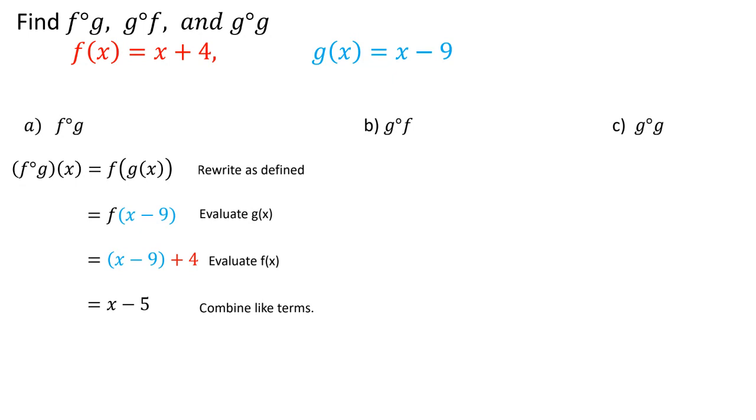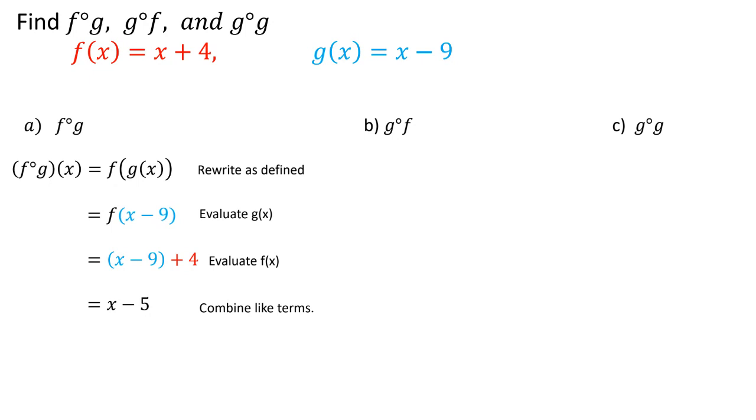Minus 9 plus 4 is going to give me a minus 5. So the composite function of f composed of g, or f dot g, some people call it dot, is equal to x minus 5. Let's look at b, g dot f.